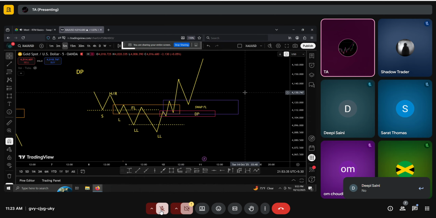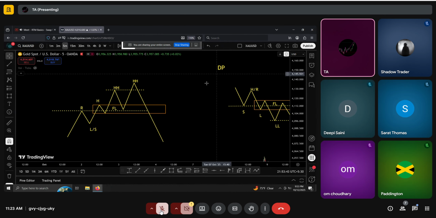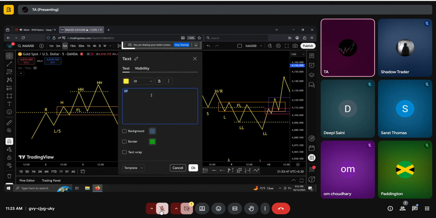Okay. So now we will discuss engulf and fake out, right? Engulf and fake out. In short, we do not write them completely, we write engulf as ENG, and fake out we use FO as the symbol.